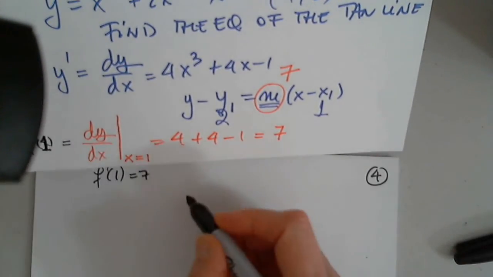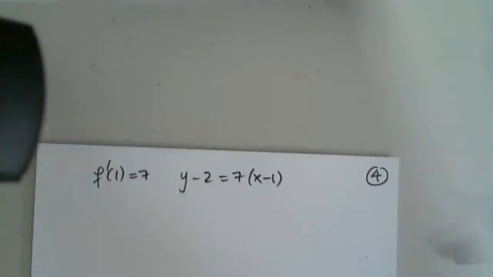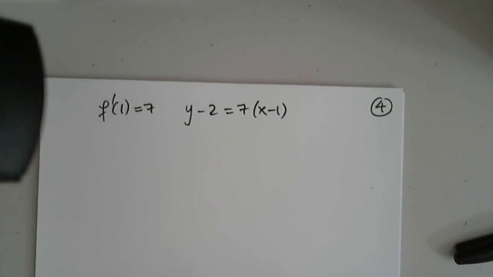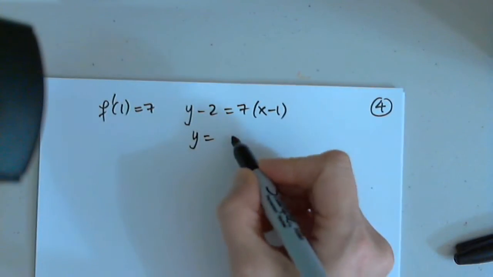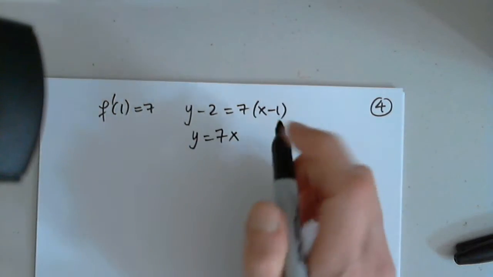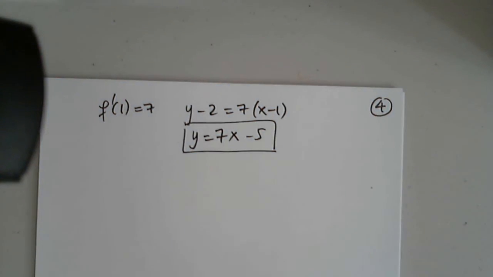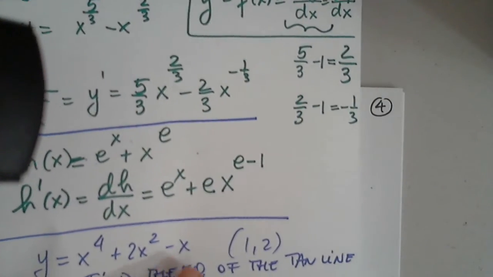So now we have y minus 2 equals 7 times (x minus 1). So I have y equals 7x, minus 7 and plus 2. So this is the equation of the tangent line to the graph of this function at this point.